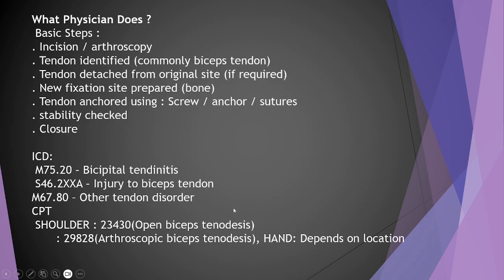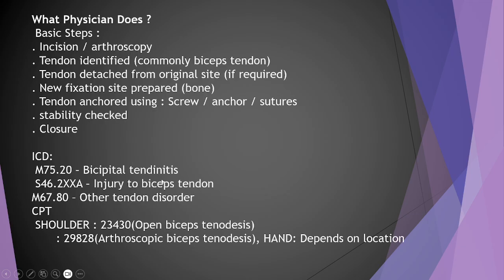So what will a physician do? The physician will first identify whether it is an arthroscopy or an incision. After that, the physician will identify the tendon, commonly the biceps tendon, and the tendon is detached from the original site, and the new fixation site is prepared, and the tendon and anchor are used, like suture anchors or screws, and the stability is checked, and the closure is done.